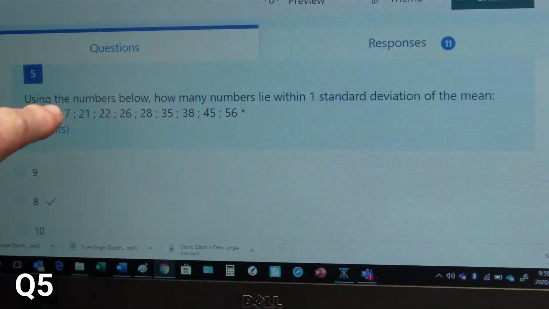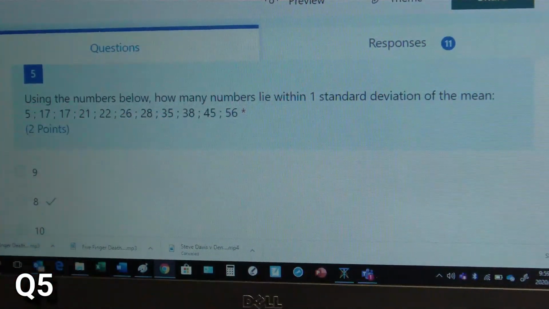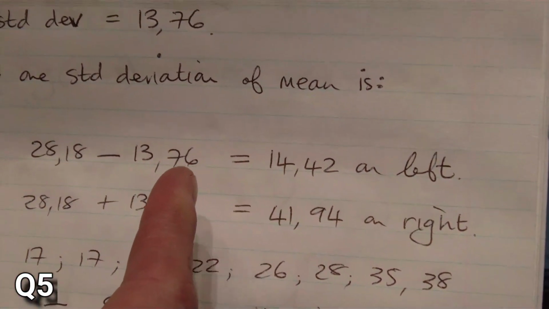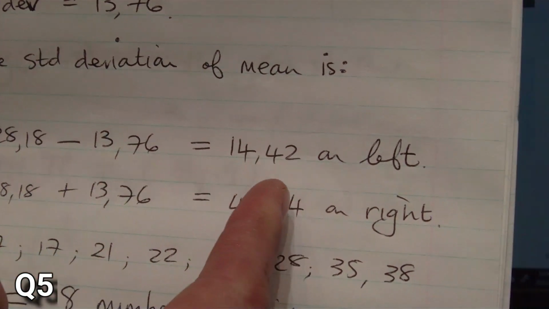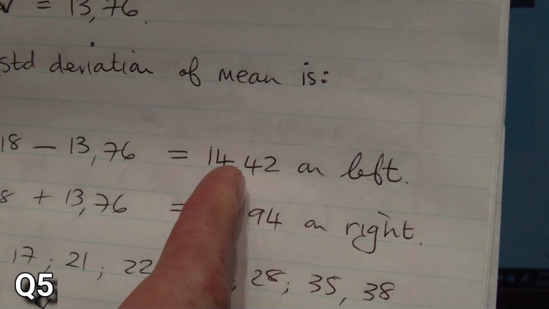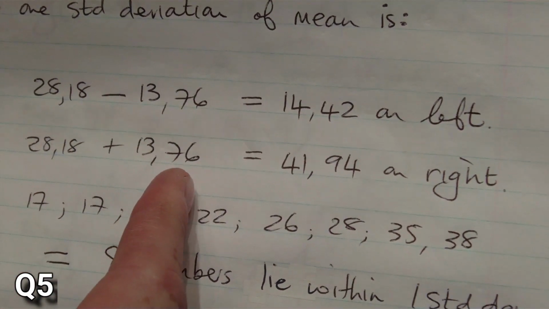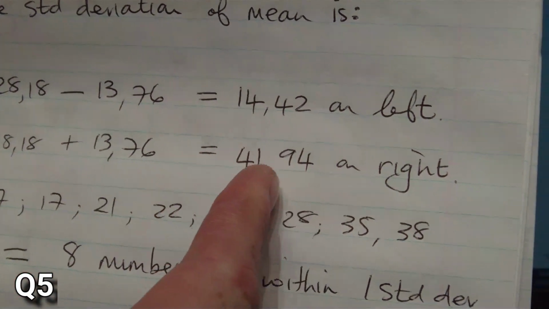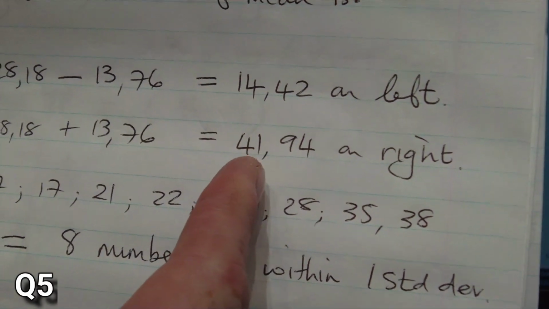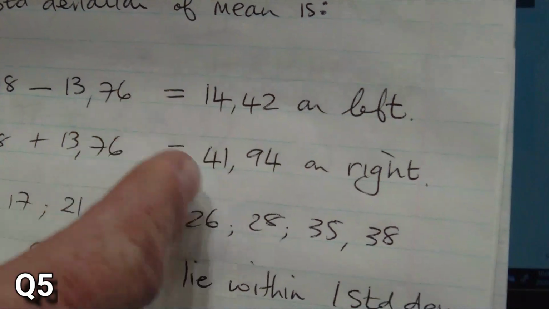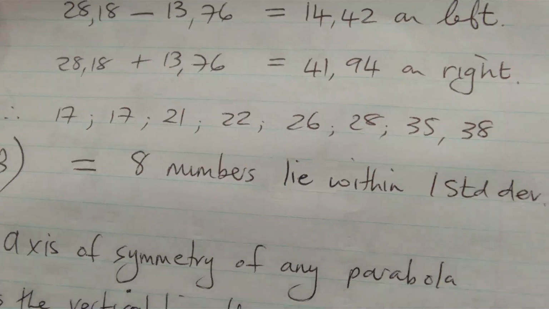To find out how many of these numbers fall within one standard deviation of the mean, subtract the standard deviation from the mean, which gives you a lowest value, and add the standard deviation onto the mean, which gives you a maximum value. All values that fall between those two numbers are within one standard deviation of the mean. And there were 8 of them.